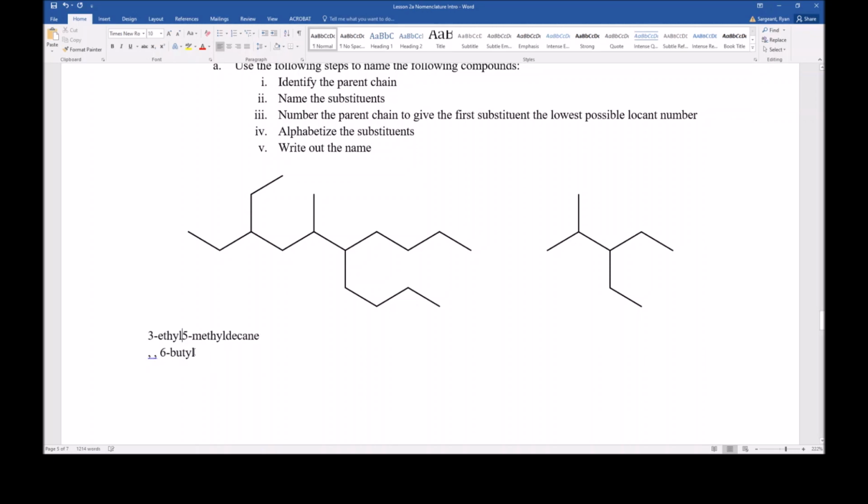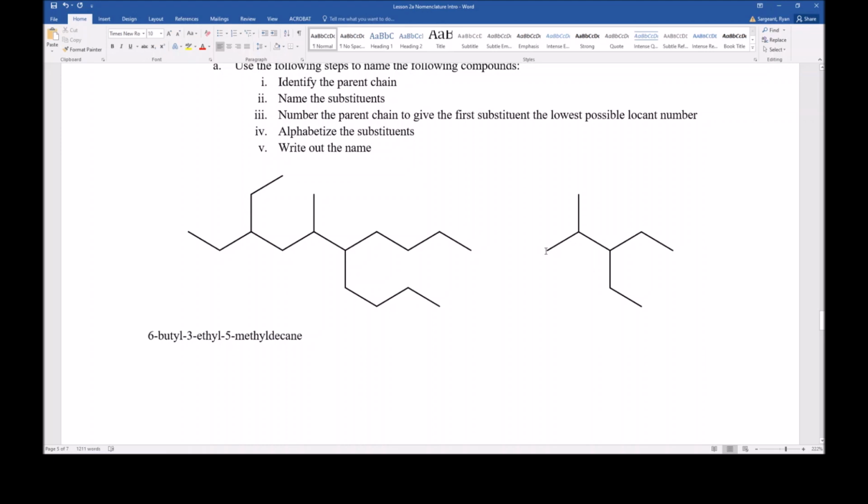Numbers and letters are always separated by dashes. And then the 6-butyl right here is the one that goes out in front. Okay, so that's the correct name for this compound. 6-butyl, 3-ethyl, 5-methyl decane. Let's name the other one. If you want to practice on your own, pause the video, try to come up with your own, and then come back to us and you'll see how you did.